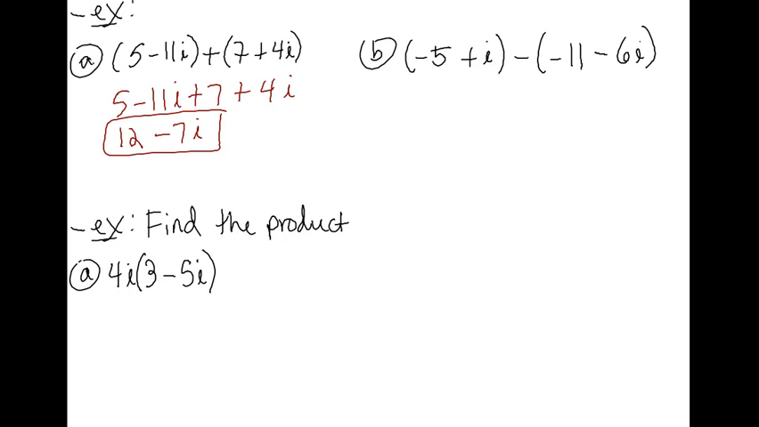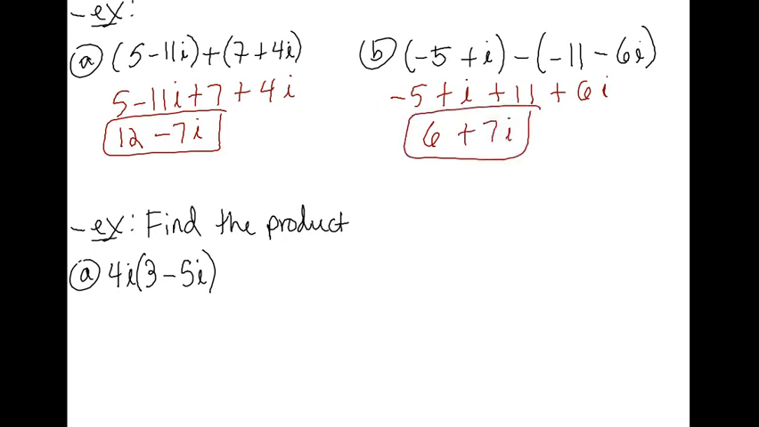For a subtraction question, we want to do the same thing. Bring everything down. We have negative 5 plus i, and when we distribute the negative, we'll have plus 11 and plus 6i. Okay, we want to go ahead and combine like terms. So we have negative 5 plus 11. This should give us 6, and i plus 6i should be 7i. And again, we want to write that in standard form, a plus bi.